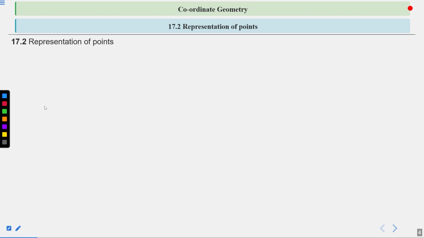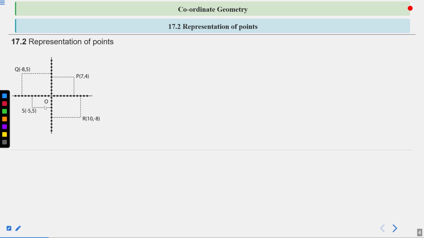Representation of points. We represent the points by the axes x and y. If we choose 7 and 4, first we take x and then we choose y. X is called the abscissa and y is called the ordinate. So for 7, first we go from the origin to the right hand side, as 7 is positive, 7 points, and then we go upward. If y is also positive, 4 points upward, then we get 7 and 4. Same way, minus 8 and 5 is represented in this diagram, minus 5 and 5, and 10 and minus 8.